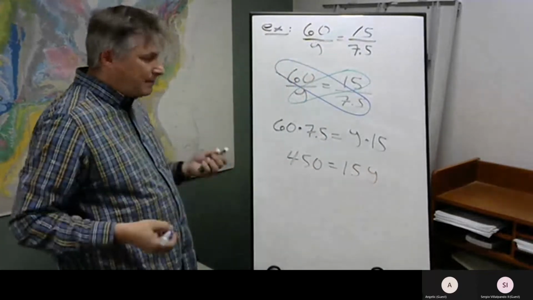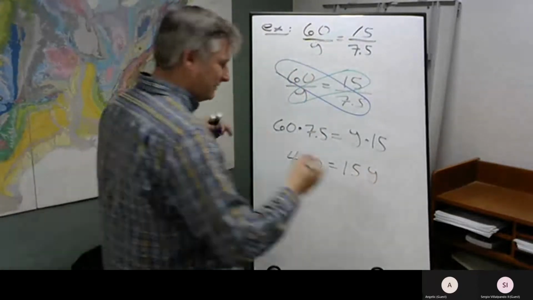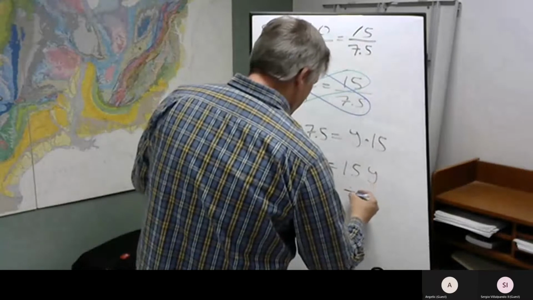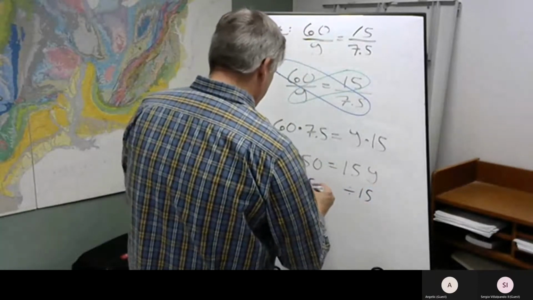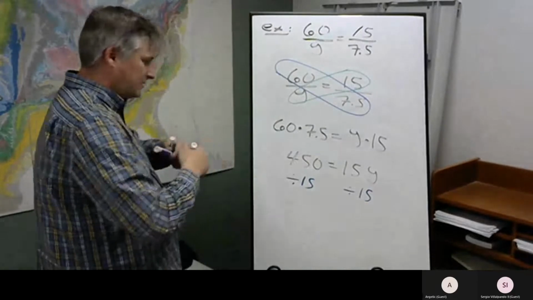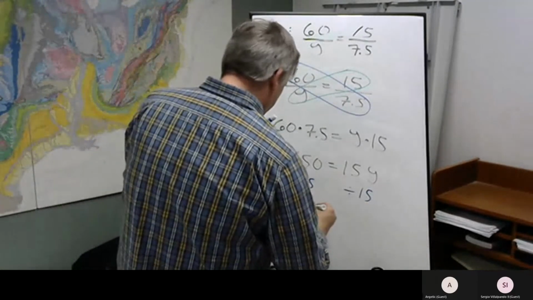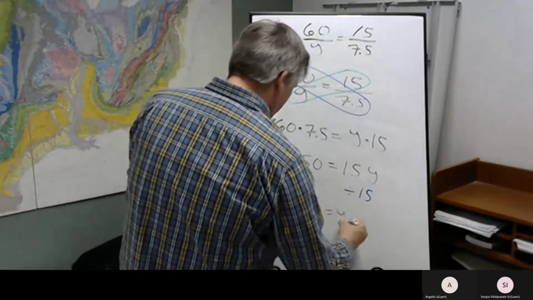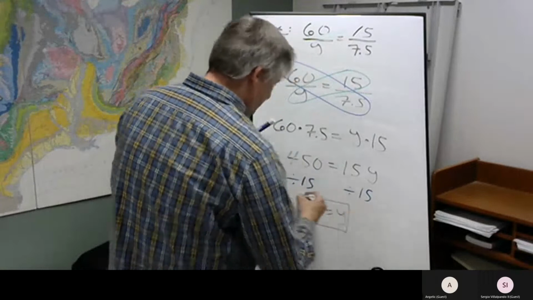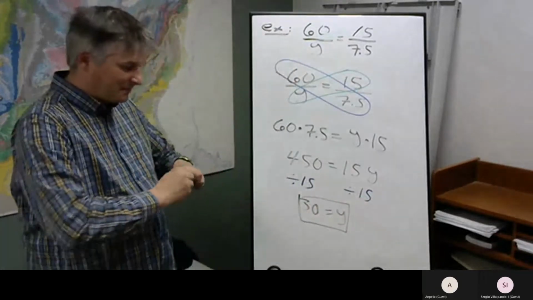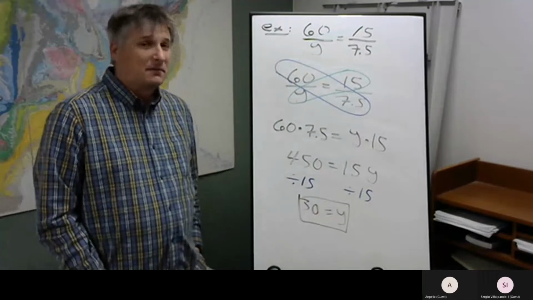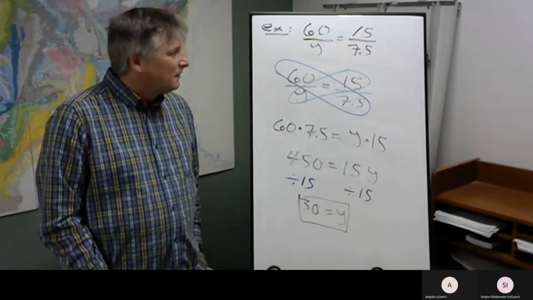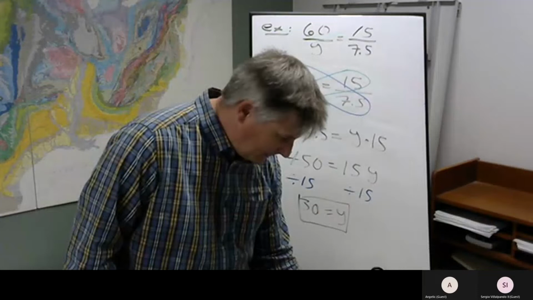And then again, we'll do the opposite of multiplication, we'll divide. And so we get 30 is equal to y. And that's going to be our answer. Let me do one more. Let me see.